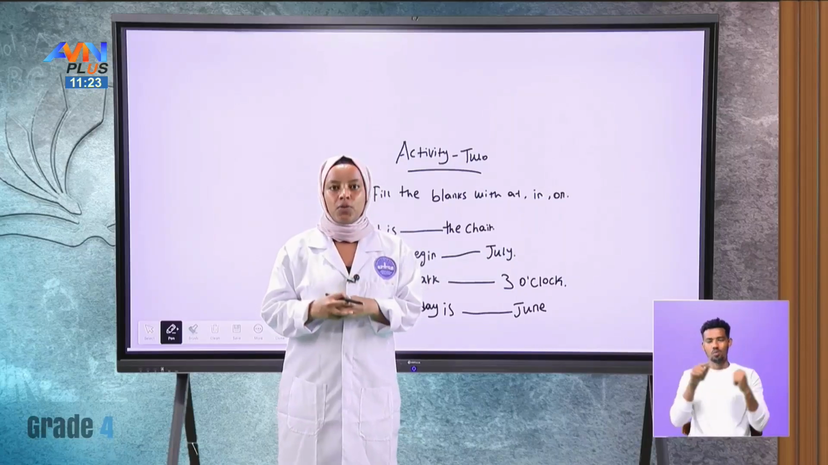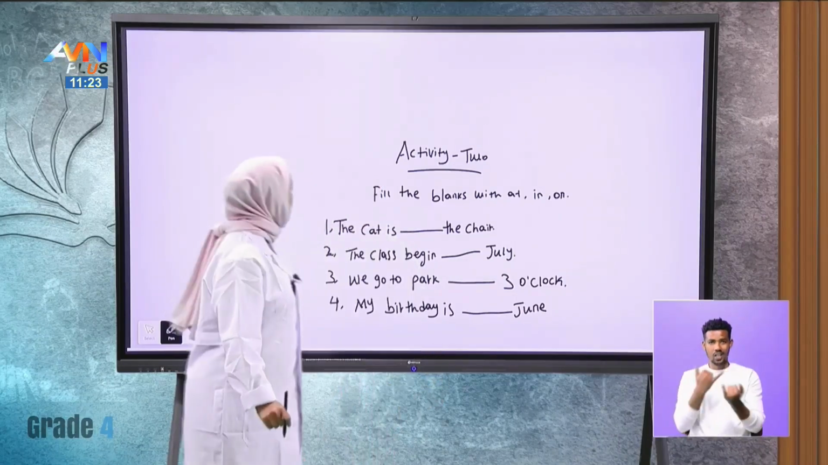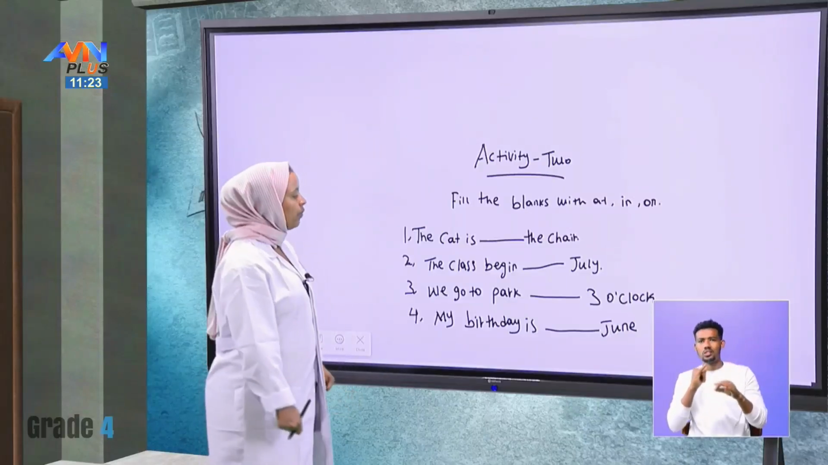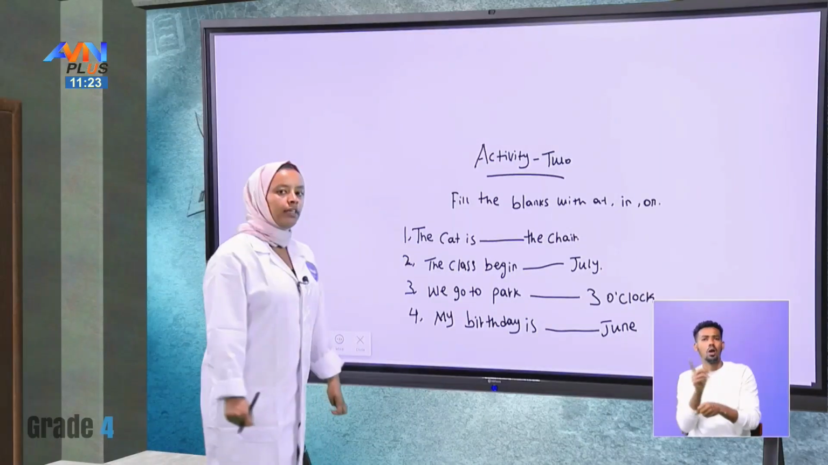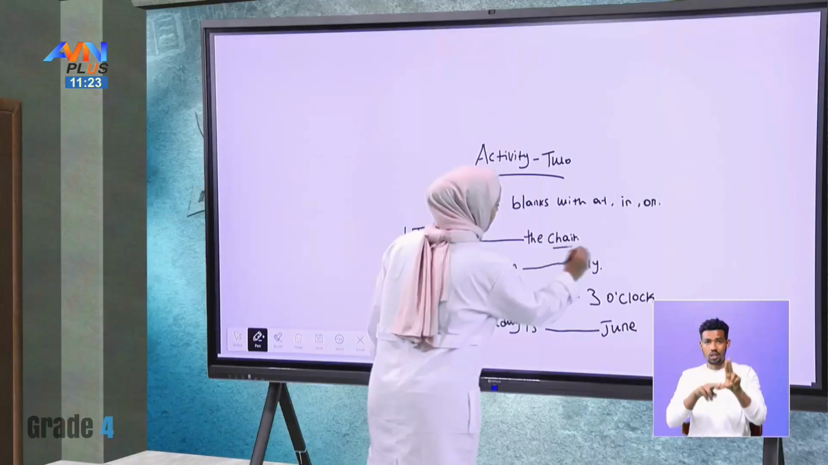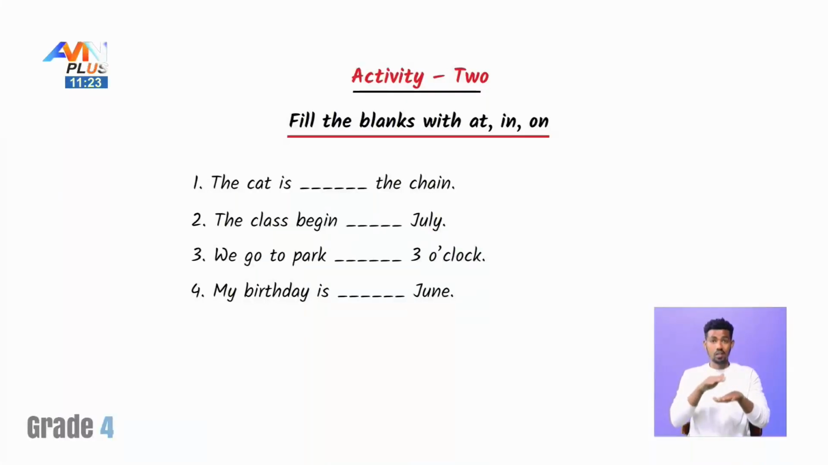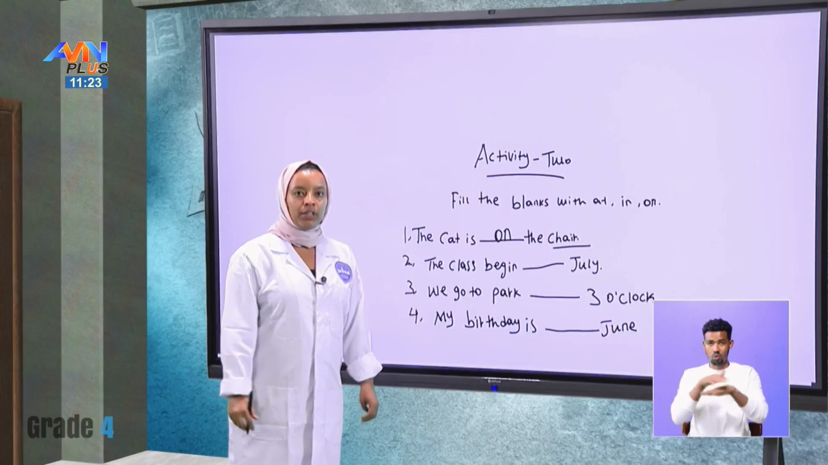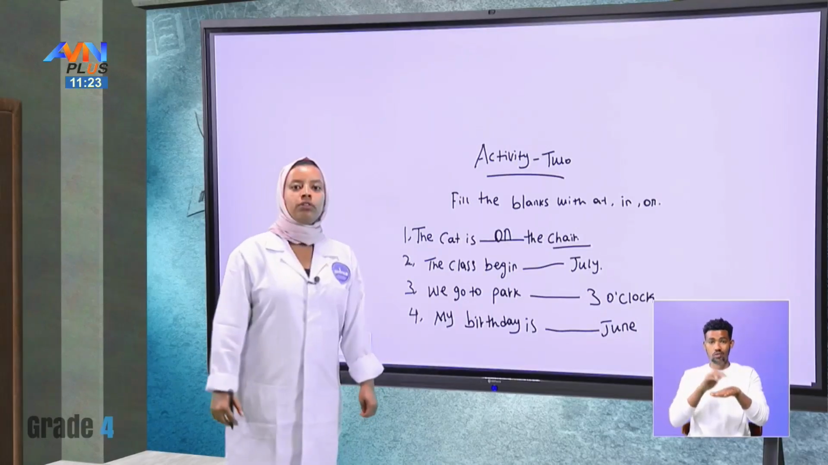Let us correct together. Question number 1. The cat is blank the chair. Chair is a surface, so we can use on. The cat is on the chair.